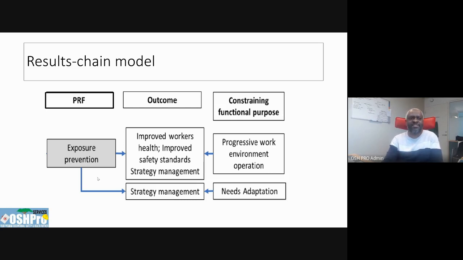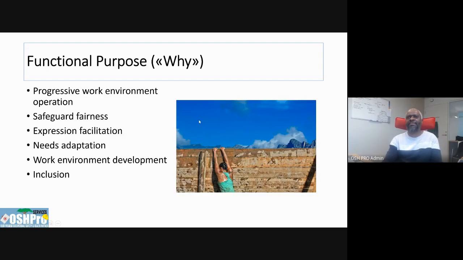Okay, I hope this is clear. A bit deep and maybe complicated, but don't worry. What is coming next will be very clear. So we start with functional purpose, the why. And we say we have progressive work environment operations. So we said you have to have the purposes first. And these are the purposes we listed.